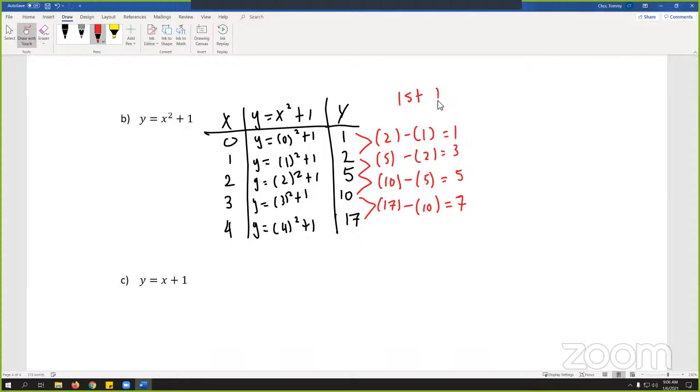And so within our first difference column here, we can see none of the first differences are the same. So therefore, nonlinear. The only time this is the same is if it is linear. So that's important to remember, okay?